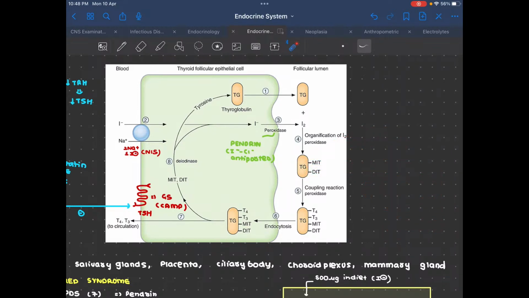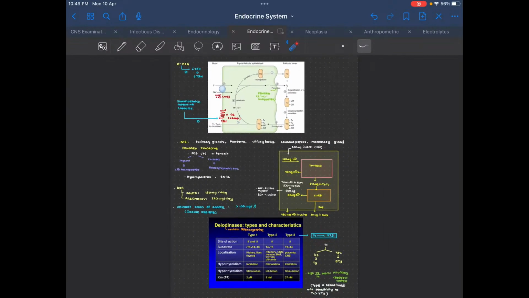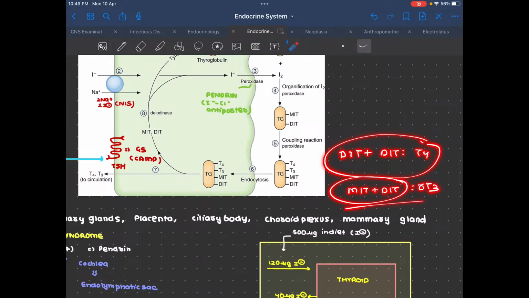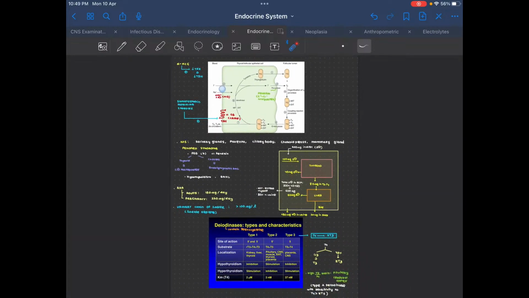Then what happens next is the coupling reaction occurs. Which is the enzyme which stimulates the coupling reaction? Again, it is our friend TPO. So MIT and DIT are going to undergo the coupling reaction, and depending on how they react, accordingly our products will be different. For example, if DIT and DIT combine together, then we get your T4. Whenever we have MIT and DIT combining, we can have reverse T3. And then sometimes we can have DIT and MIT combining, that will be your T3. And these are the derivatives we are going to talk about.